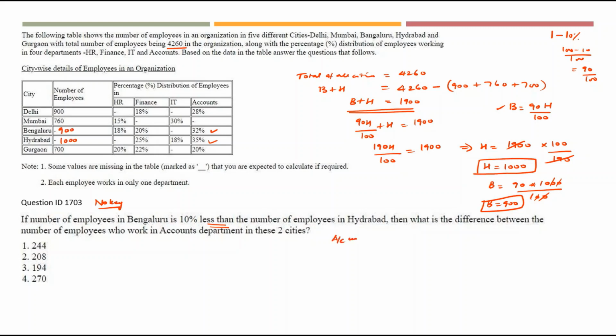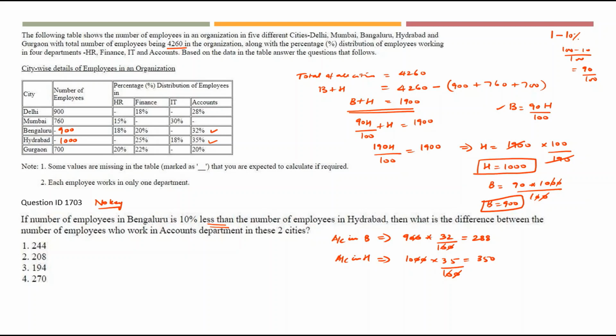So accounts in Bangalore is 32%. 900 into 32 divided by 100. This will give a value of 288, and accounts in Hyderabad has a percentage of 35. So 1000 into 35 divided by 100. Cancelling 2 zeros, this will have 350.